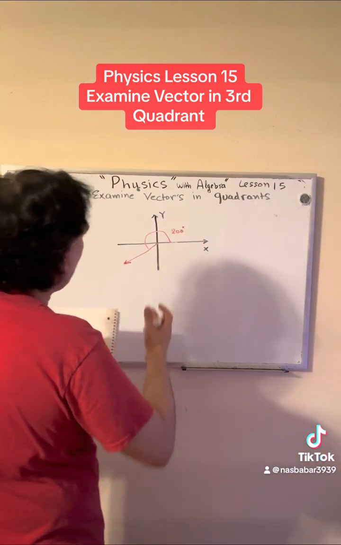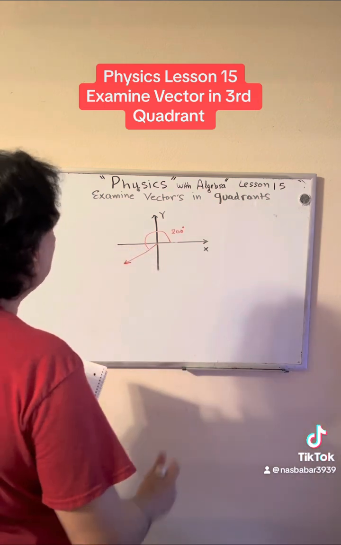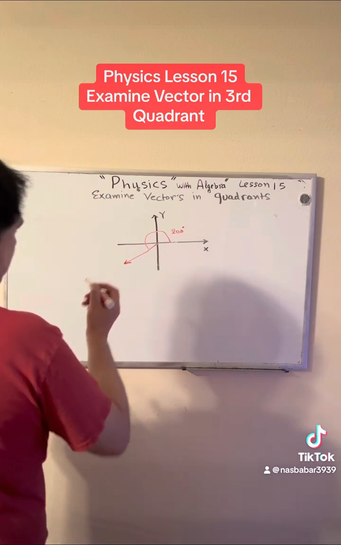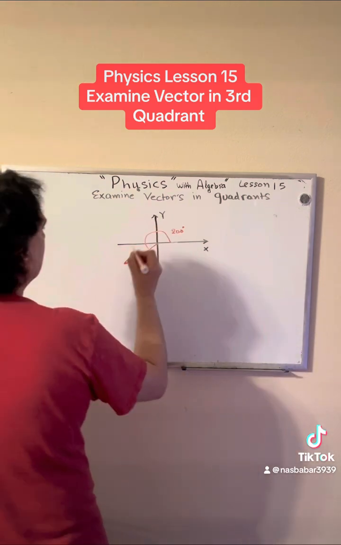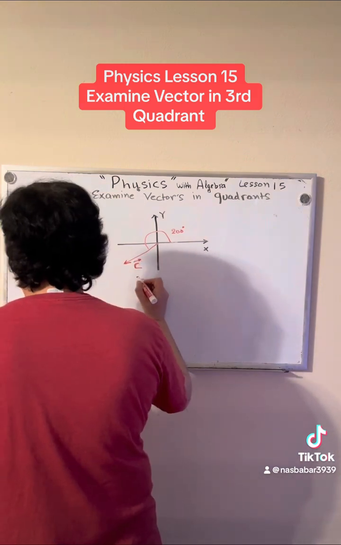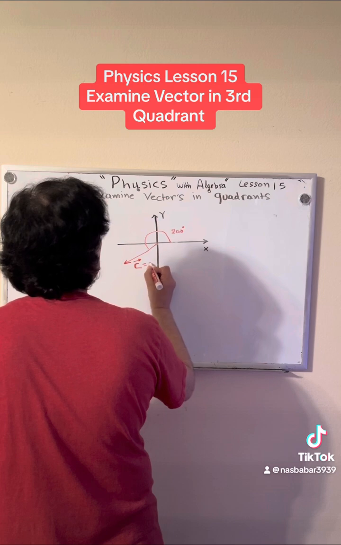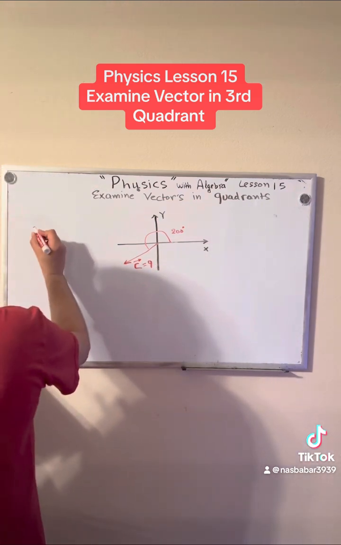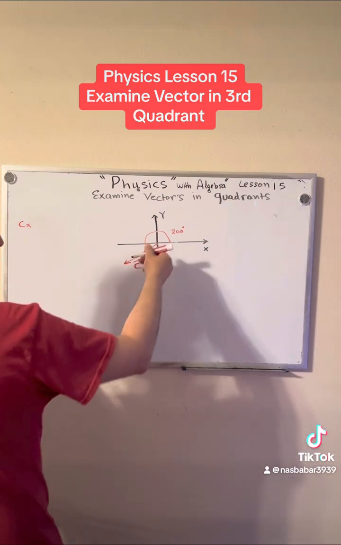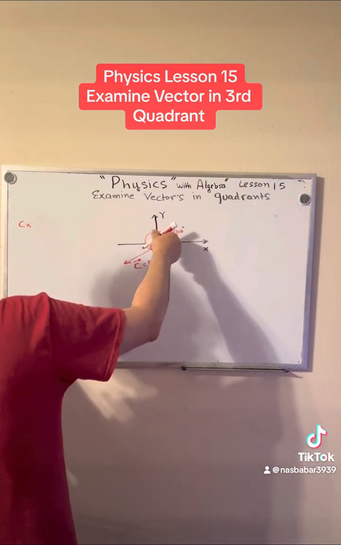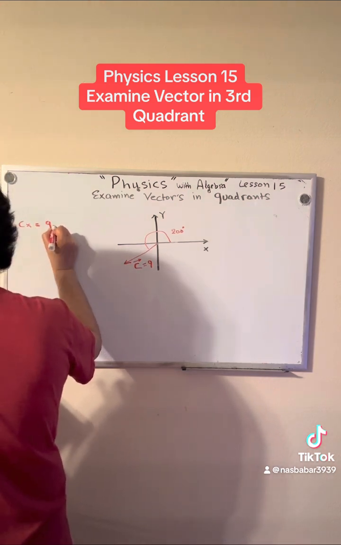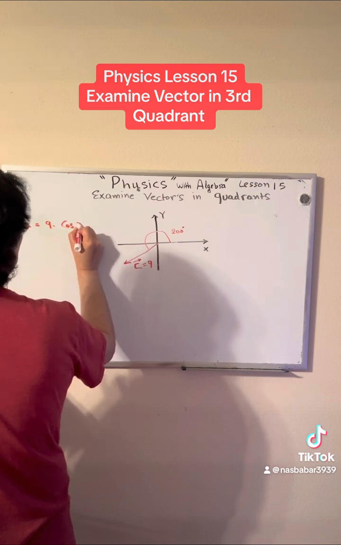Now what we have to do is find the horizontal component and the vertical component of this. So let's call this vector c, and the magnitude of this is 9. If I calculate the horizontal component, it's going to be negative because your vector is going in this direction.